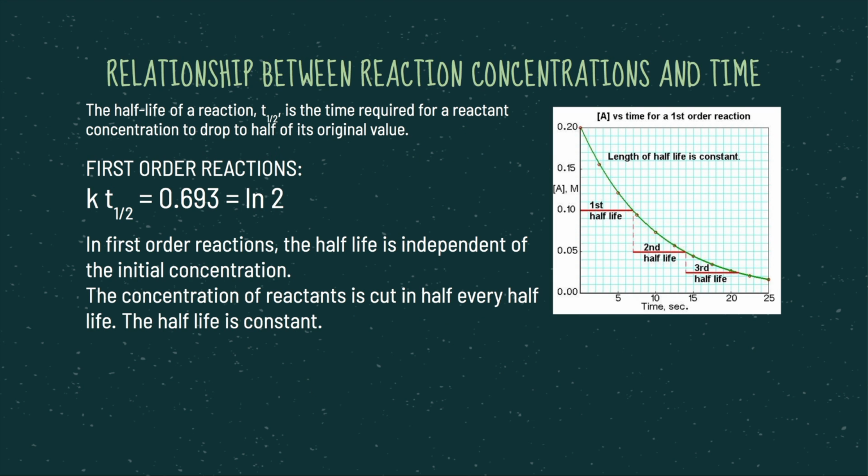The half-life of a reaction, which is represented by T subscript 1/2, is the time required for a reactant's concentration to drop to half of its original value. In first-order reactions, the K value times the half-life always equals the natural log of 2. This means that the half-life is independent of the initial concentration and is constant throughout the reaction.